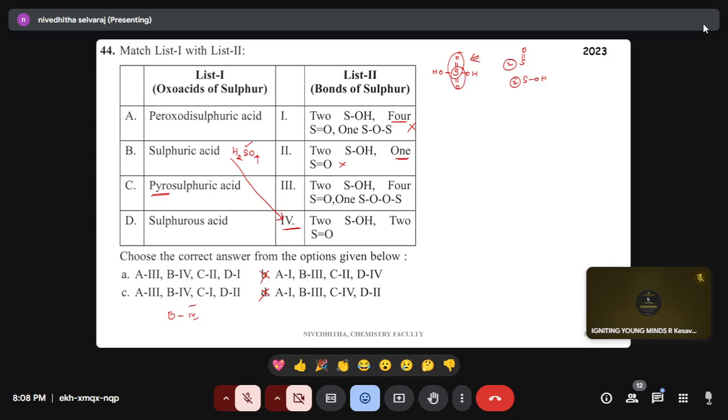So we have to take two sulfuric acid molecules and we have to remove one water molecule between them. So we know the sulfuric acid structure as S double bond O, OH and OH. And here I'm going to write another sulfuric acid molecule.